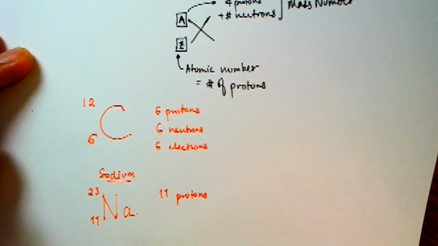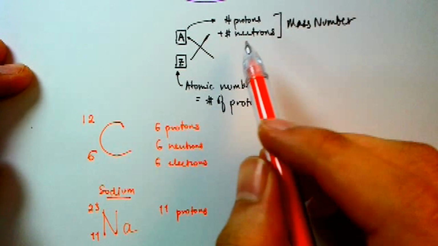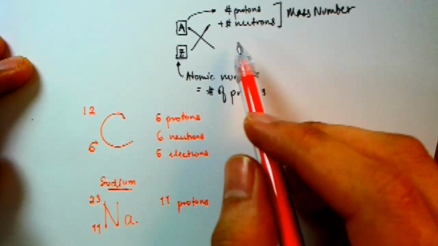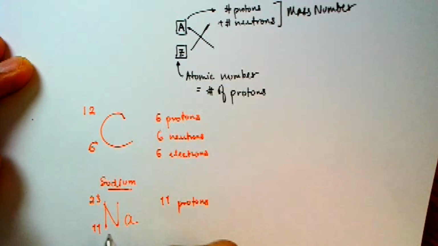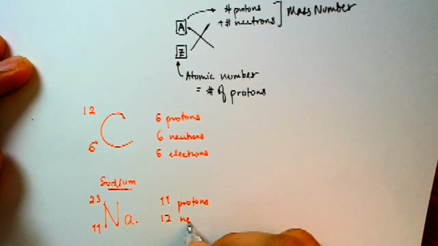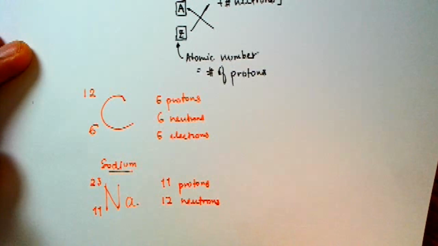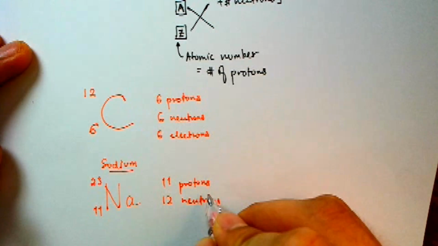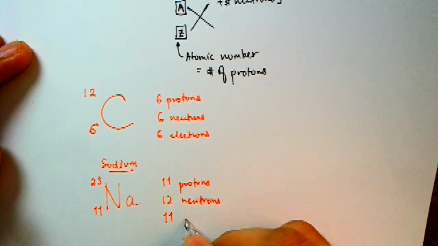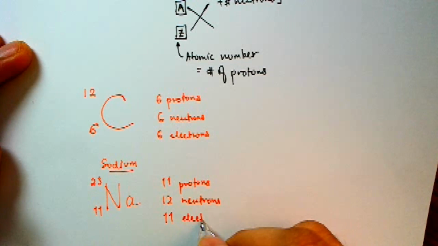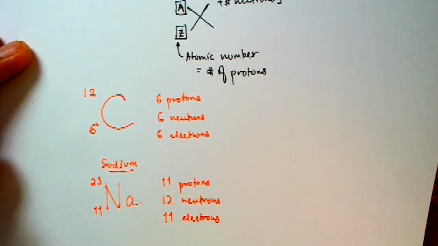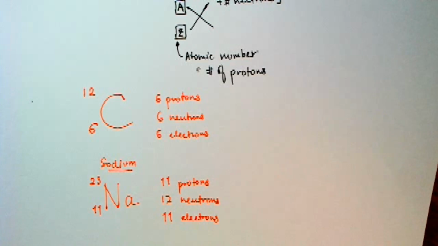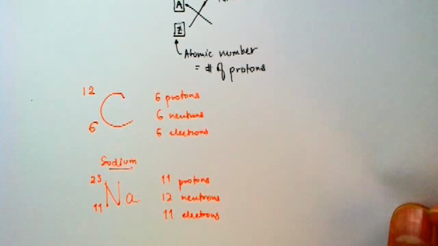And if I wanted to find out the number of neutrons, since the top number is protons and neutrons, I would subtract the bottom number from the top number. If I subtract 11 from 23, I get 12, and hence this atom has 12 neutrons. And in order for it to be neutral, since the protons are positive, I also want the same number of electrons to neutralize it. And let's do one more, just for good measure.